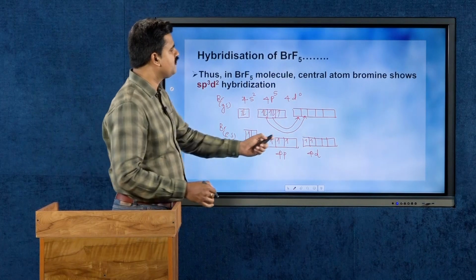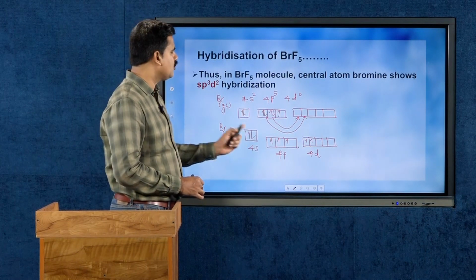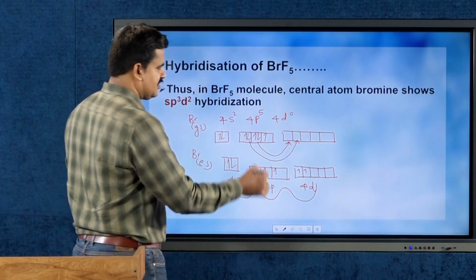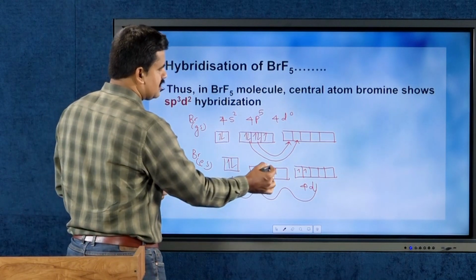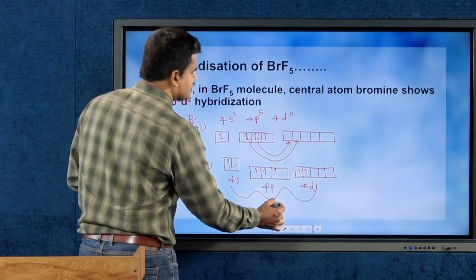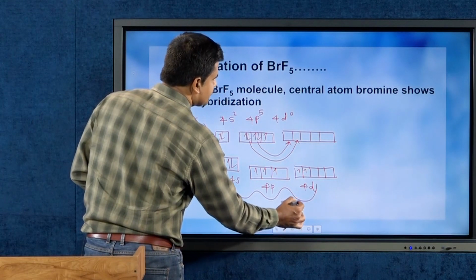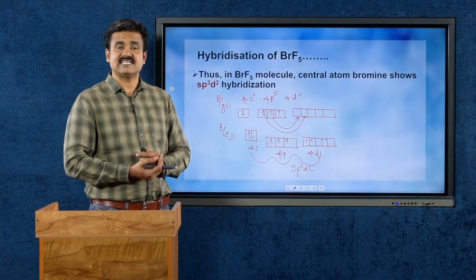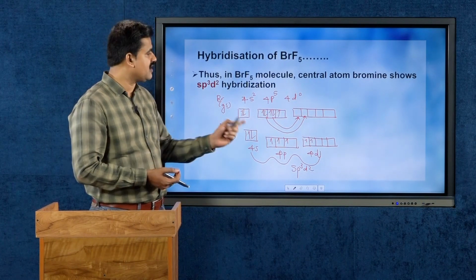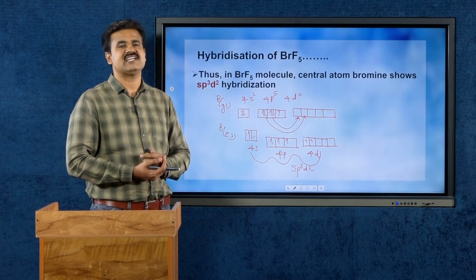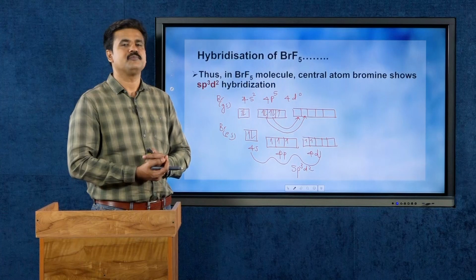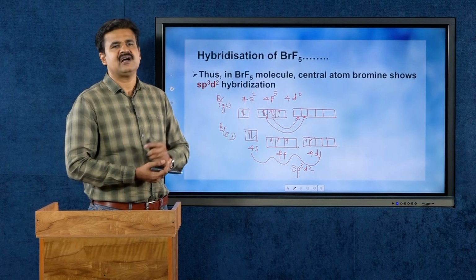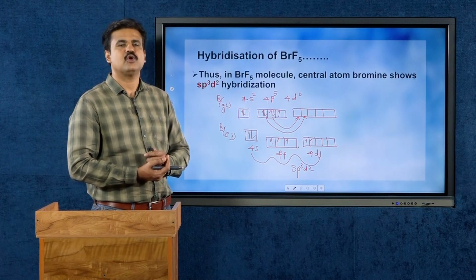Now you have 5 half-filled orbitals and 1 completely filled orbital. All these undergo hybridization, and the hybridization scheme will be 1s, 3p and 2d. So the hybridization scheme is sp3d2 hybridization. As a result of the sp3d2 hybridization, there will be 6 sp3d2 hybrid orbitals, out of which 5 are half-filled. These 5 half-filled sp3d2 hybrid orbitals overlap with the 2pz orbital of fluorine to generate the BrF5 molecule, and 1 hybrid orbital is completely filled with a lone pair of electrons.